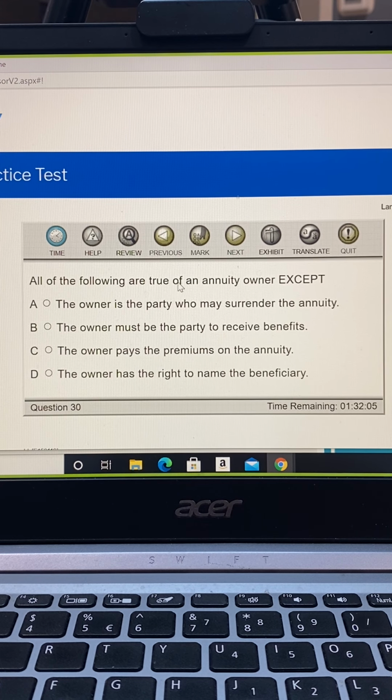All of the following are true of an annuity owner except: the owner is the party who may surrender. The owner must be the party to receive benefits. Nope, that's wrong. The owner pays the premium. The owner has the right to name the beneficiary. You know, that's wrong because the annuitant is the person who receives the benefits. Right, right.